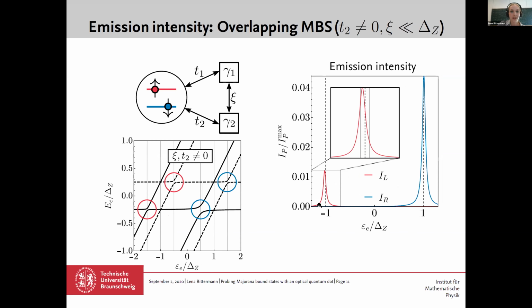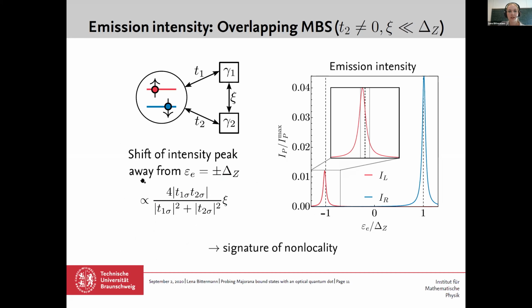And the third case I want to show you is if we introduce a finite non-local tunneling to the second Majorana. Here was the spectrum where we saw that now the crossings between even and odd states are different. And we see now in the intensity that the peaks are shifted away from plus and minus delta Z. So for the left polarized photons, we see a shift to the left side. For right, we see a shift to the right.